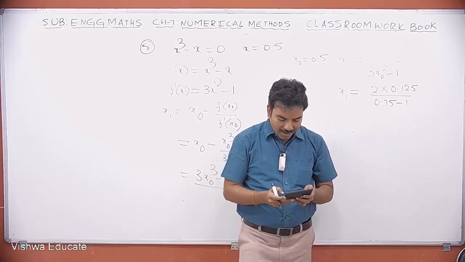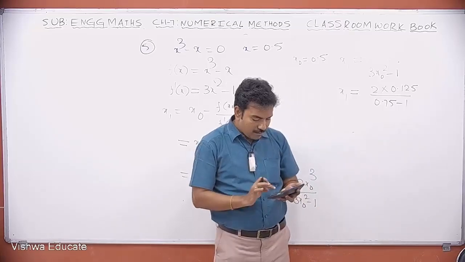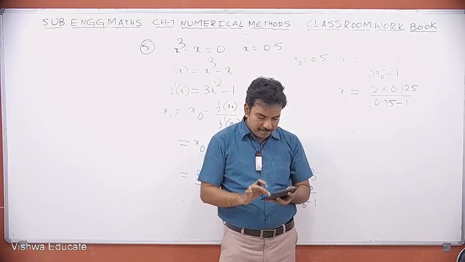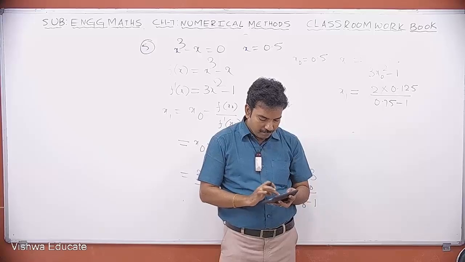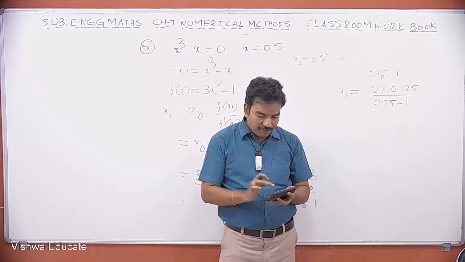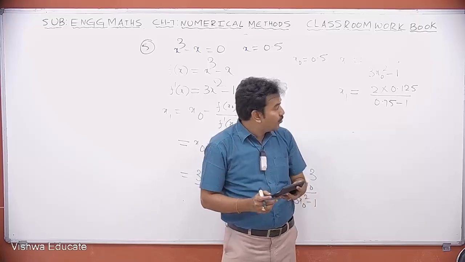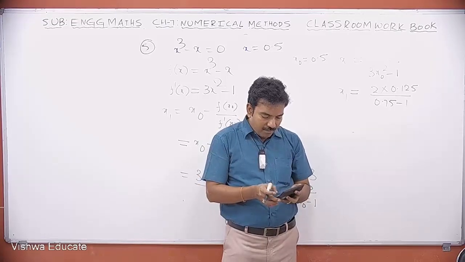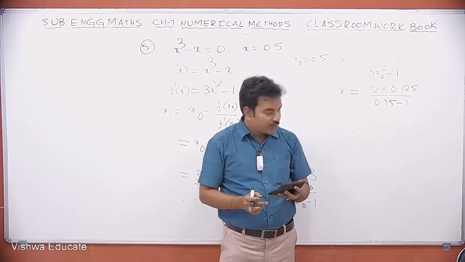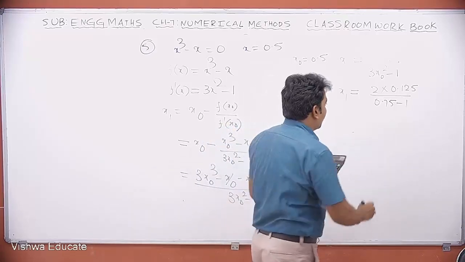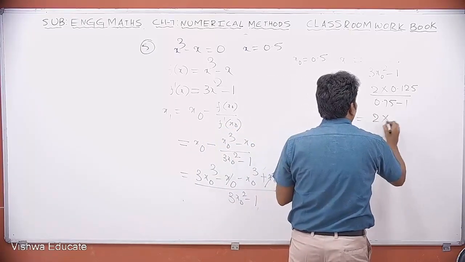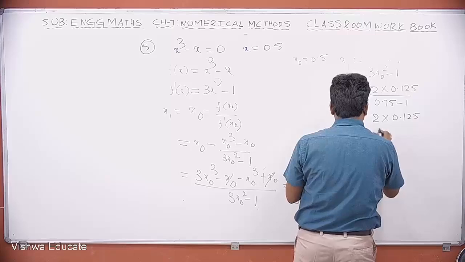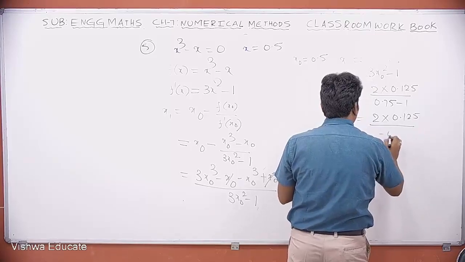So the values are like this. 0.5 into 0.5 equal to 0.25 into 3, that is equal to 0.75 minus 1. This gives me minus 0.25. So 2 into this is 0.125 divided by this is minus 0.25.